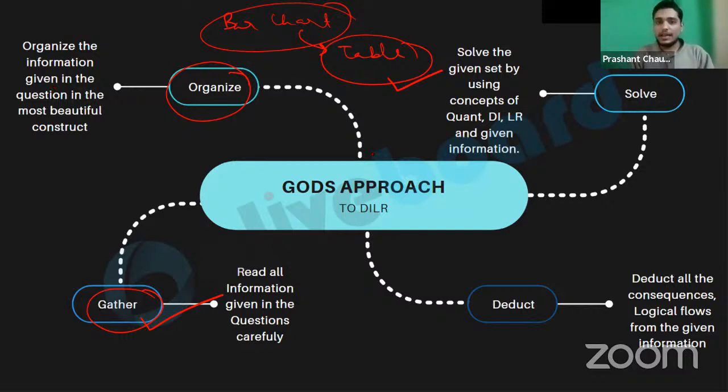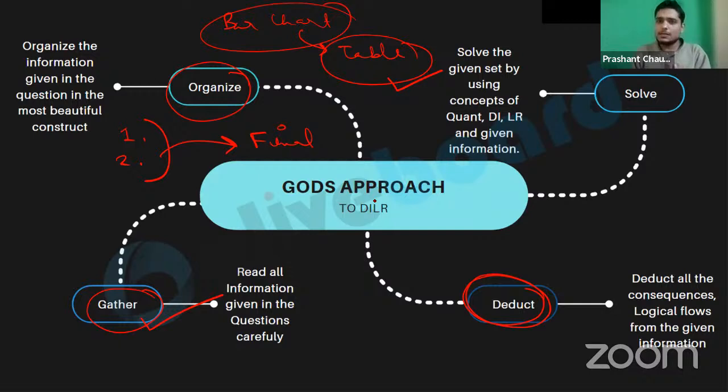Moving ahead. Third will be deduct. Whatever information you have organized, just try to come up with some of the consequences. Points are not directly given in the question. So there will be one point, there will be another point, and just by combining these two points, you will get to know the final consequence. So just find the logical flaws.